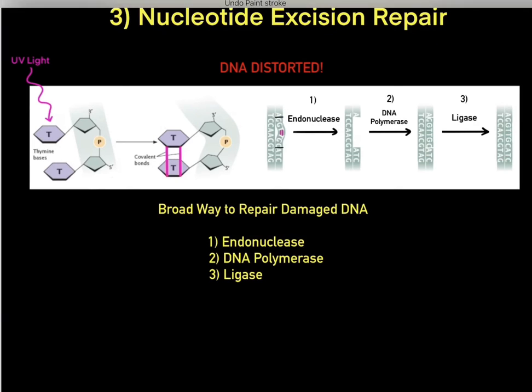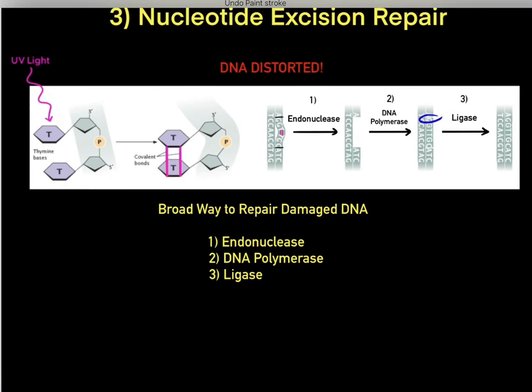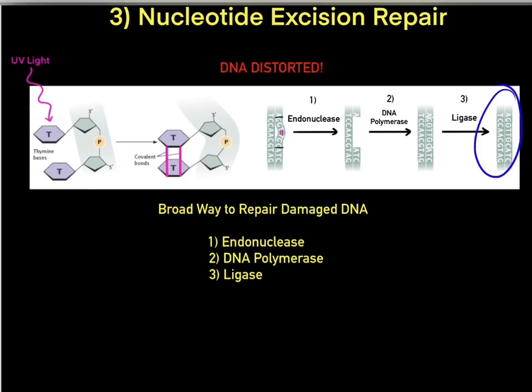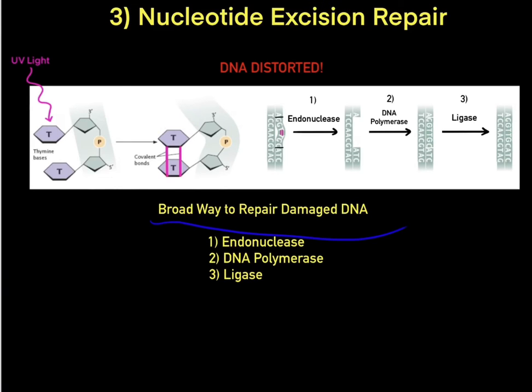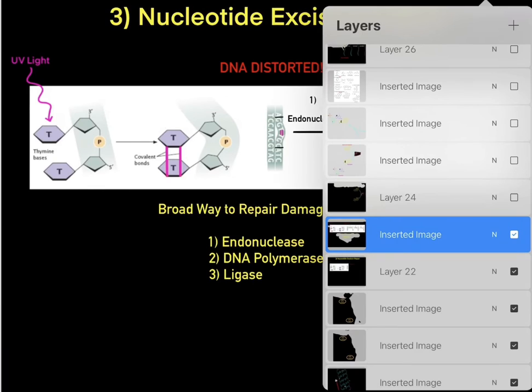Again, remember, first step, endonuclease breaks the backbone. Then we remove this damaged DNA. Then DNA polymerase comes along, adding the correct DNA. Then we use a DNA ligase to ligate the bonds, fixing the DNA. So again, the point is this nucleotide excision repair is a broad way to repair different types of DNA damage with these same three steps.